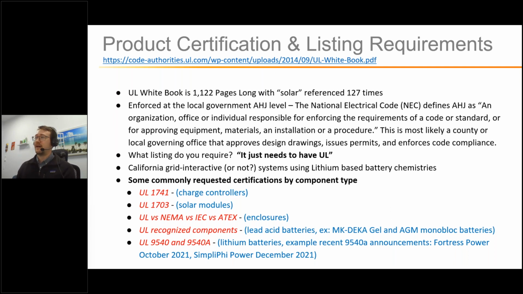The first is that I've included a link to the UL Whitebook. As people that have worked with standards and certifications know, it's not particularly light reading. It's over 1,100 pages. I did a quick Control F for solar. It's referenced 127 times. And the important thing to keep in mind is that these certifications, listing requirements, and regulations are enforced at the local government AHJ level. The National Electric Code defines an AHJ as an organization, office, or individual responsible for enforcing the requirements of a code or standard, or approving equipment, materials, and installation or a procedure.